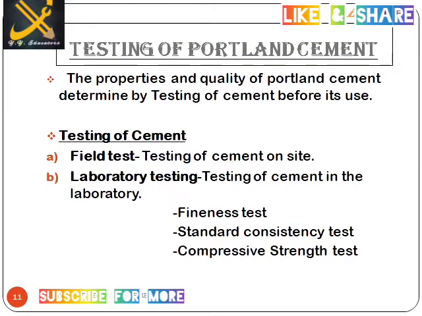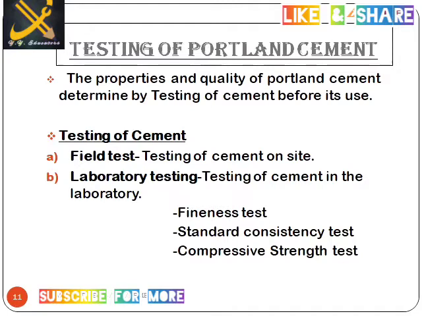Now the testing of Portland cement. The properties and qualities of Portland cement are determined by testing the cement before its use. The testing of cement is by field test and laboratory test. There are two methods of testing. Field test means testing of cement on the site, and laboratory testing means testing of cement in the laboratory.